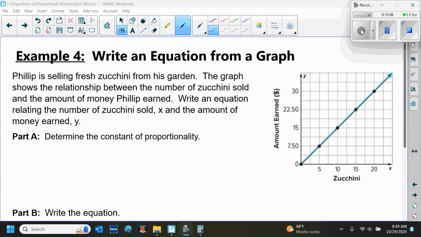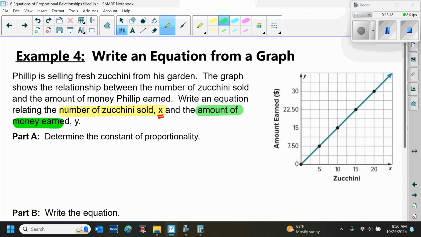All right, so for example 4, we're going to write the equation from the graph. It says, Philip is selling fresh zucchini from his garden. The graph shows the relationship between the number of zucchini sold and the amount of money Philip earned. We want to write an equation relating the number of zucchini sold, that's our x, and the amount of money earned, that is our y.